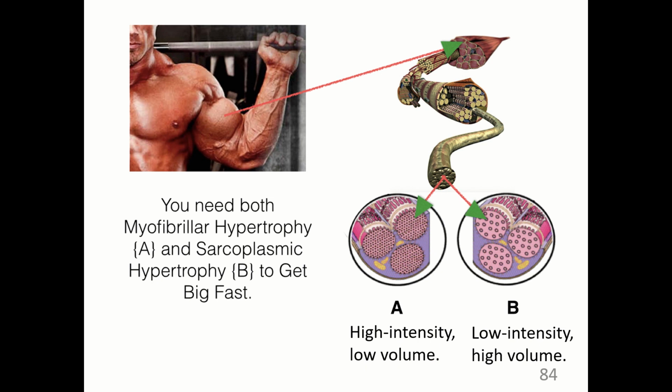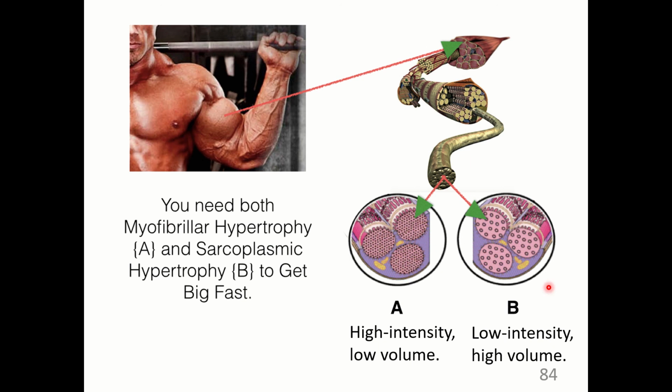This illustration says you need both myofibrillar hypertrophy and sarcoplasmic hypertrophy to get big fast. So in A, it shows high intensity and low volume. So that means that you're pumping weights really fast, but you don't have a really heavy weight in your hand. And so that's going to give you myofibrillar hypertrophy. So that's going to increase the size of your contractile proteins.